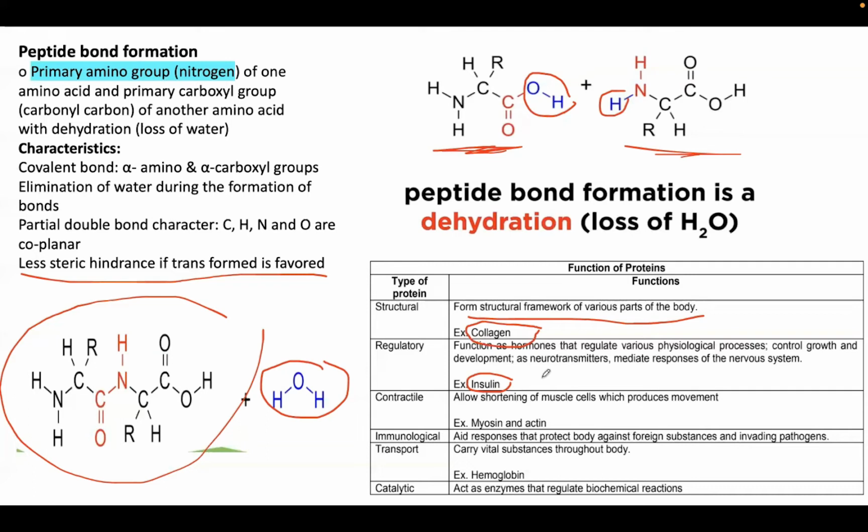It carries vital substances throughout the body. Pinakamahalaga po dyan si hemoglobin. Okay, siya yung nagkikerry ng oxygen in the RBC papunta sa iba't ibang tissues of our body. So without hemoglobin, hindi nakakapag-transport ng oxygen, magiging ischemic, okay? Walang oxygen na makukuha yung mga tissues of our body. So mamamatay yung mga tissues on our body. Next is the catalytic function of your protein. It acts as an enzyme that regulates biochemical reactions.